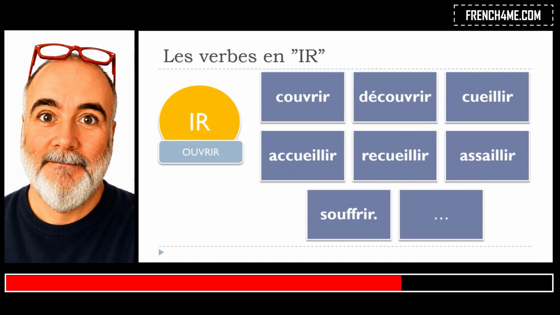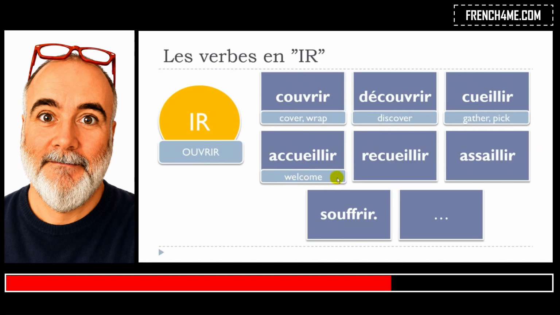And of course, as in most of the cases, I try to give you the translation, and here it goes. So couvrir means to cover or to wrap. Découvrir, to discover. Cueillir, gather, pick. Accueillir, welcome. Recueillir, collect, gather. Assaillir, assault, attack, and then souffrir, to suffer. Okay, so these verbs here will be conjugated the same way ouvrir is, and it's not that difficult.